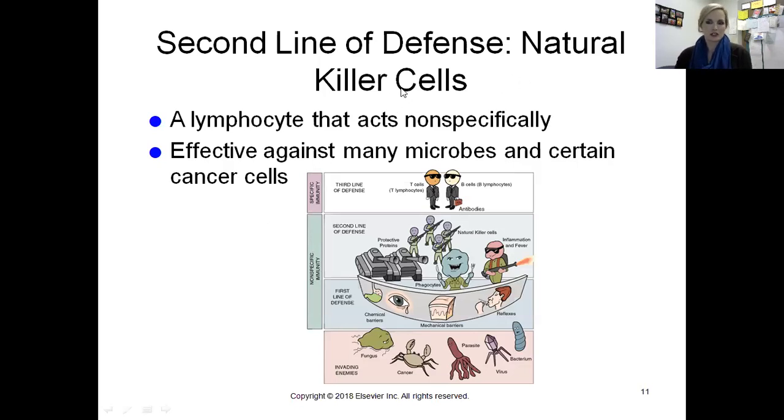We also have another type of cell where the name implies exactly what they do. They are natural killer cells. They act non-specifically, meaning that they're just looking for anything that doesn't belong, and they are very effective against different types of microbes, which again is pathogens. Microbe is just short for microorganism, like again a bacteria or a virus or what have you, and certain cancer cells as well. They are going to just target that particular pathogen. They will fight it and then kill it off, and that's what their job is. It is a type of lymphocyte, so it is specifically a type of white blood cell.